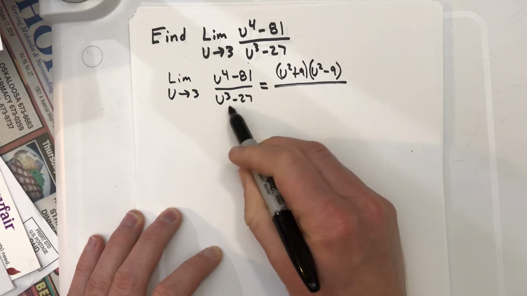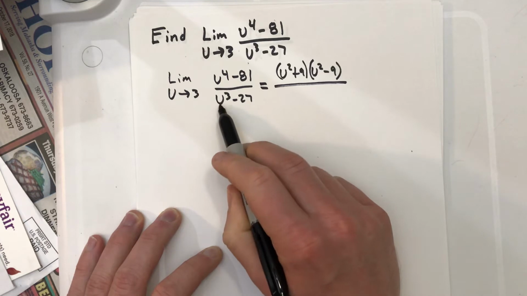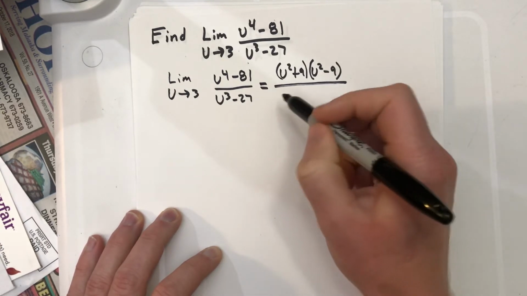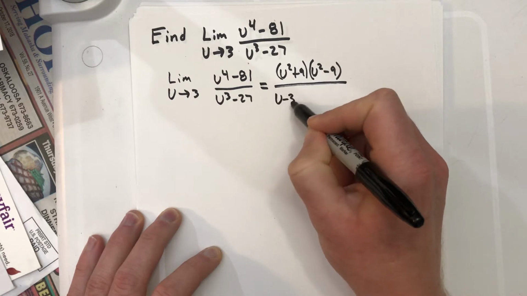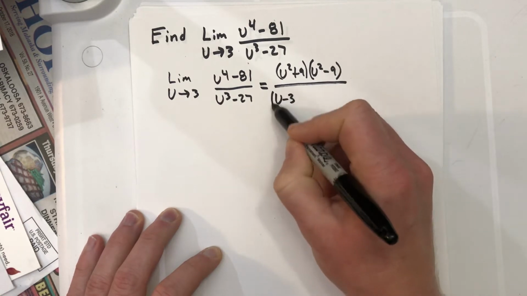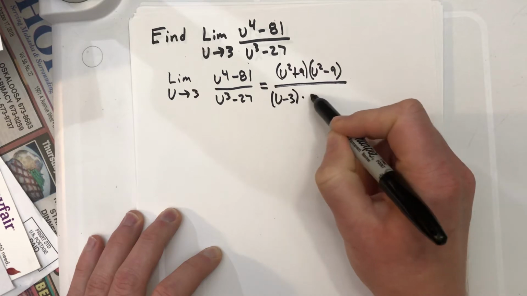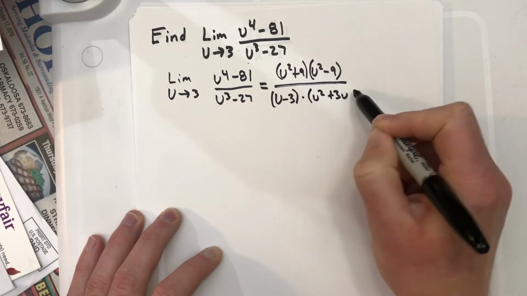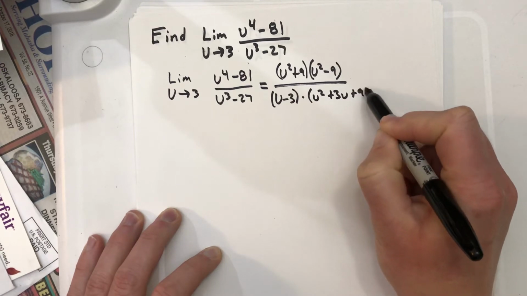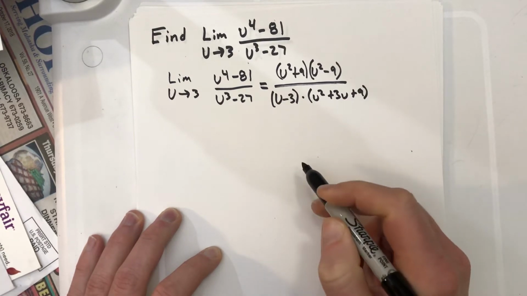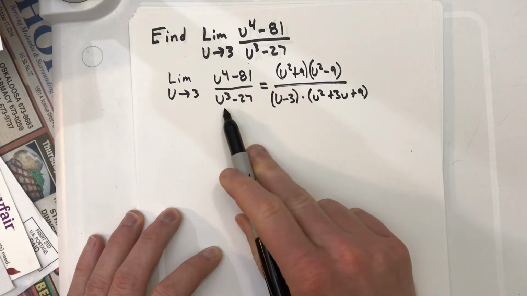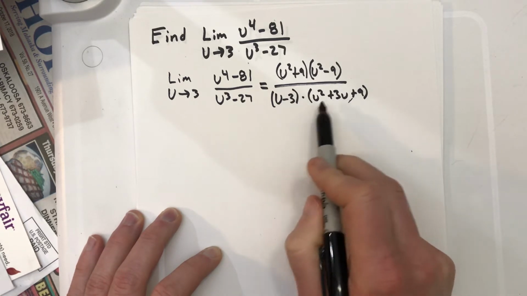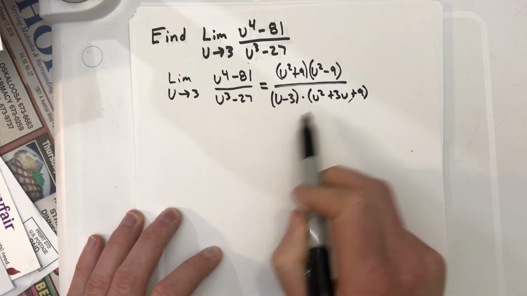If you break this down, there's a specific way you can do a cube. Anytime you have a cube minus another cube, you can break this down to u minus 3 times u squared plus 3u plus 9. This comes from, if you look up online, when you take a cube minus another cube, there's a specific way that you can factor that, and this is the way you would factor that.